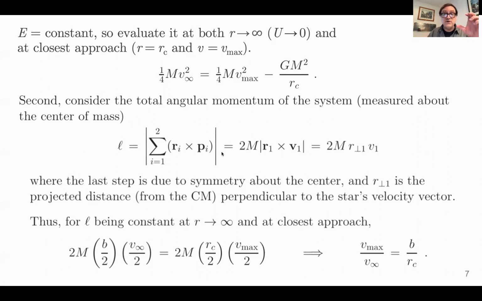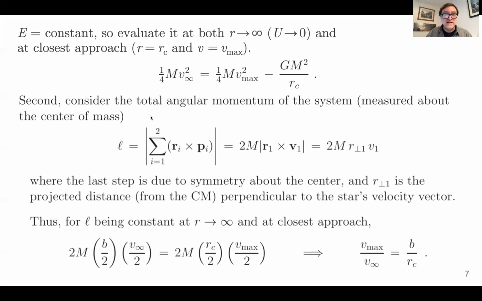So whatever you get for body one, you'll have the same thing for body two, and this sum is done easily. But the cross product can just be written as the velocity at any given time times the component of the distance that's projected perpendicular to the velocity vector. And I'm writing it that way because if you go back to the picture, it's pretty straightforward to see what those are, right? When it's far away, that projected distance perpendicular to the velocity vector is just the impact parameter. When they're at closest approach, that's just R sub c.